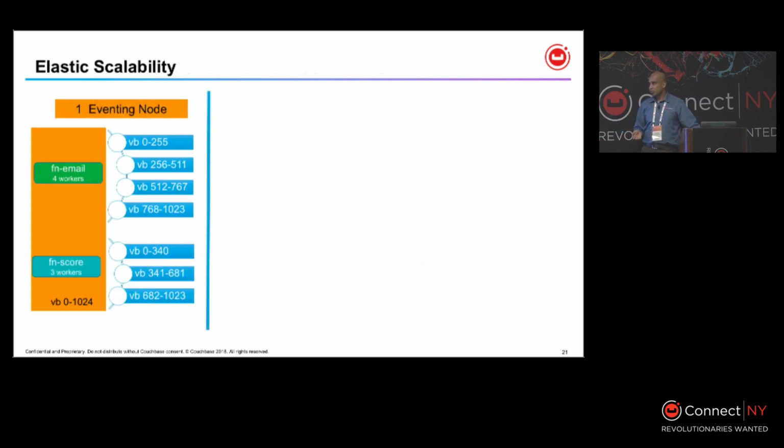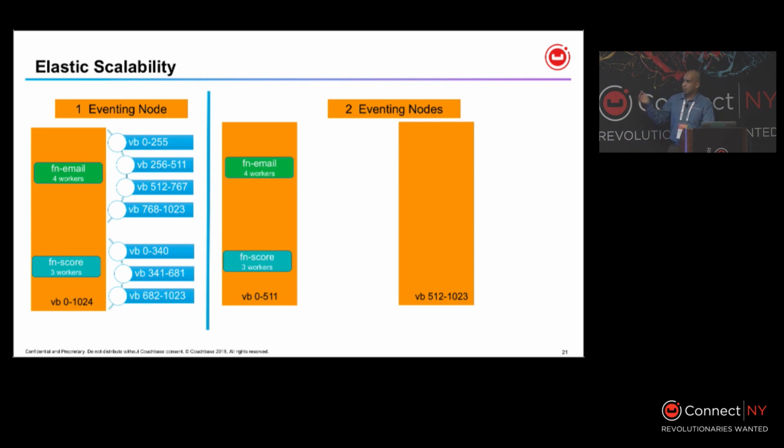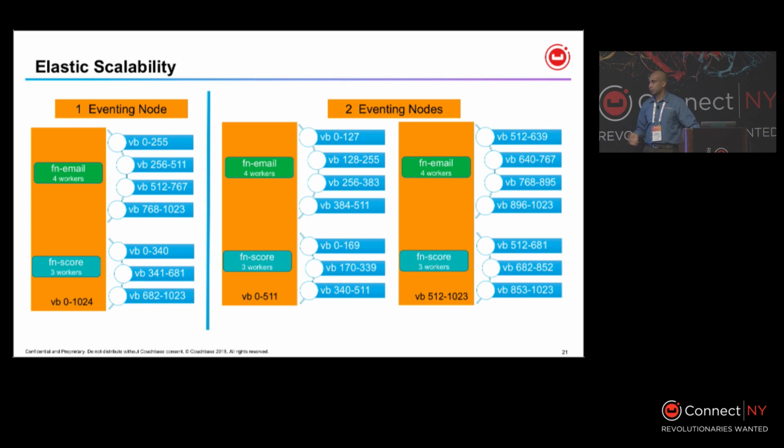Now the question is, what happens if I add one more eventing node? Because the load on the system increases, it just keeps dividing by 2. That's about it. So the worker assignments keep changing as such.